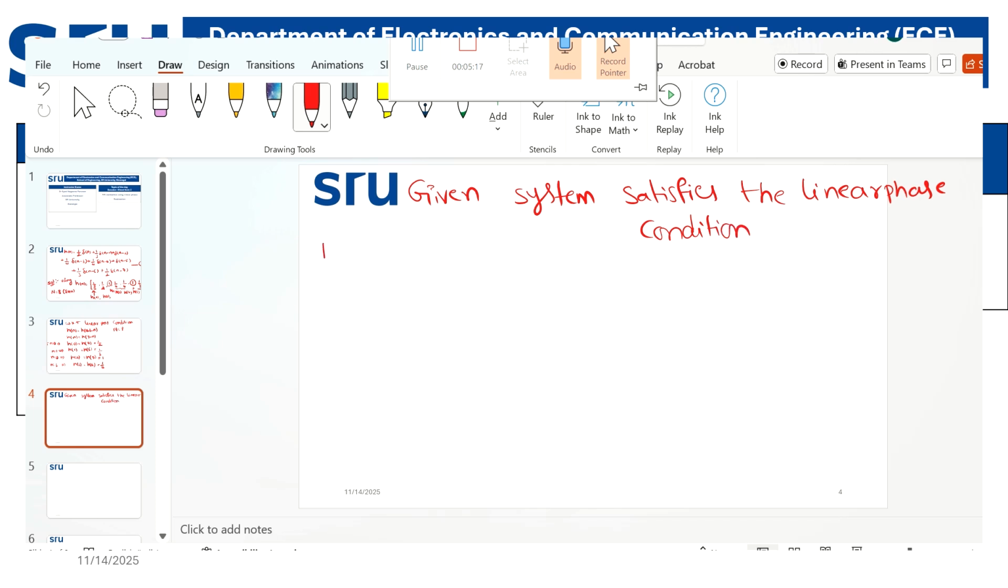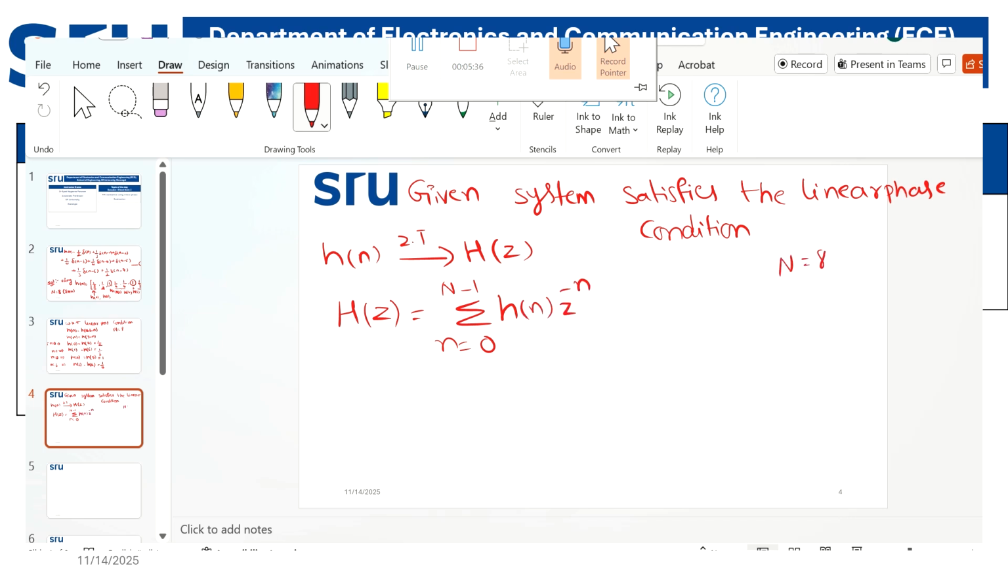We know that h of n is our impulse response. If I apply the Z transformation, it will give the Z domain expression. The formula for h of Z is the summation of n is equal to 0 to n minus 1, h of n into Z power minus n. We also know that n is equal to 8, so substitute in this formula and elaborate the summation: n is equal to 0 to 8 minus 1, that is 7, h of n into Z power minus n. Now elaborate by substituting the n values from 0 to 7.